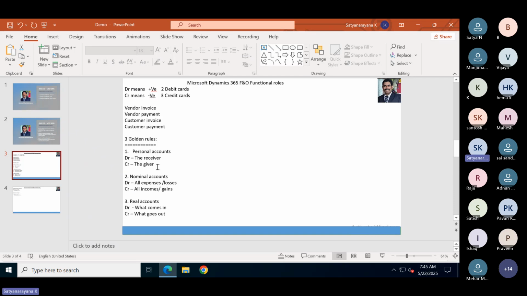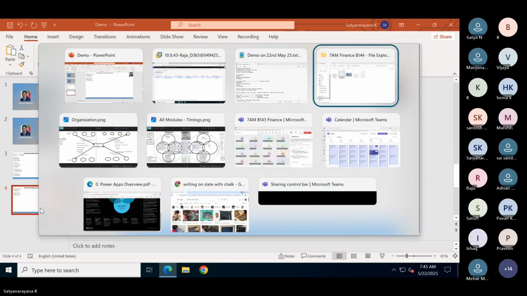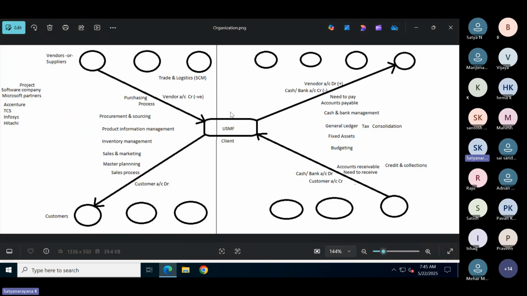You only told me: debit the receiver, credit the giver. Here, you need to imagine this is your company. Whenever you want to learn ERP, you are going to sit here, but you need to imagine you are running your business. Then you can easily understand. You started your business, you are purchasing mobiles and selling mobiles, purchasing laptops and selling laptops. That is your business.